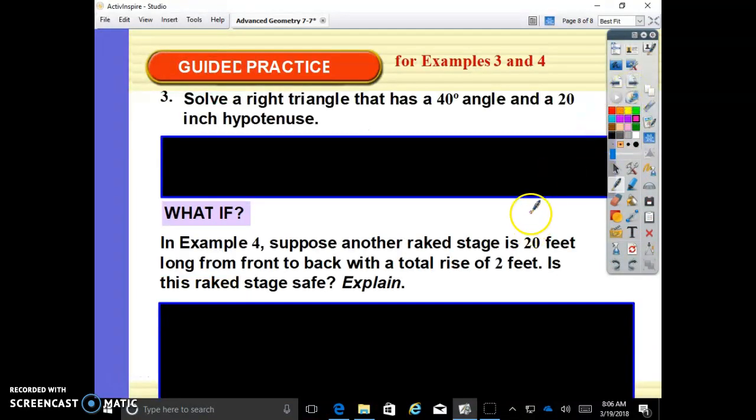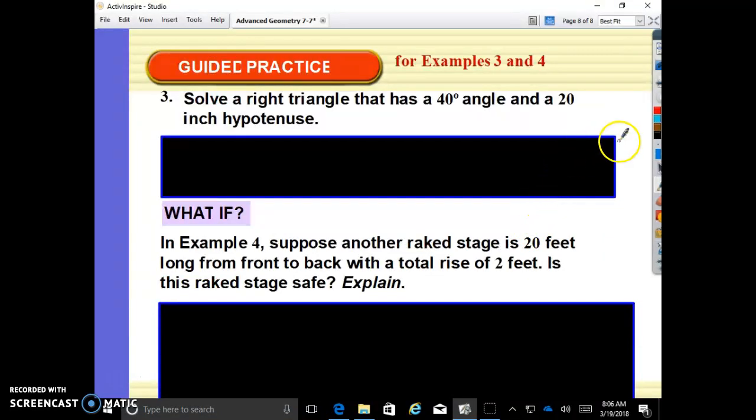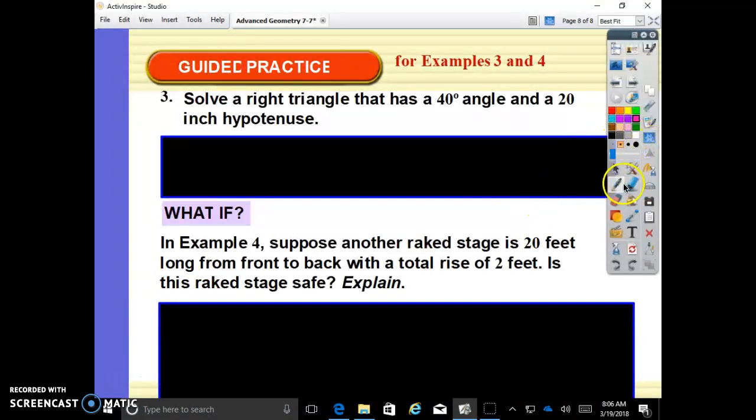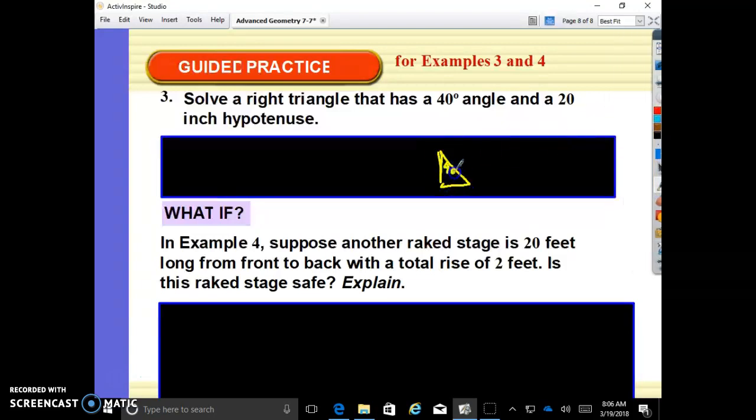Solve a right triangle that has a 40-degree angle and a 20-inch hypotenuse. Well, if this is 40, then what's the other angle? 50, right? They have to add up to 180. 40, 50, and 90 add up to 180. So we have a missing angle of 50.